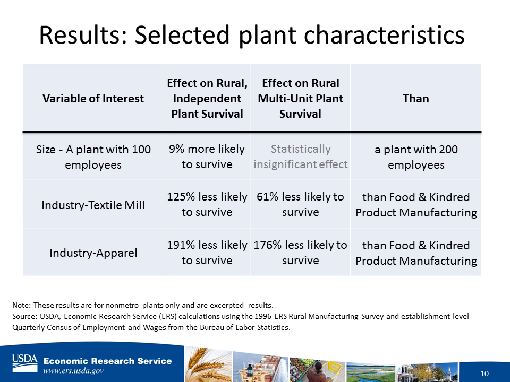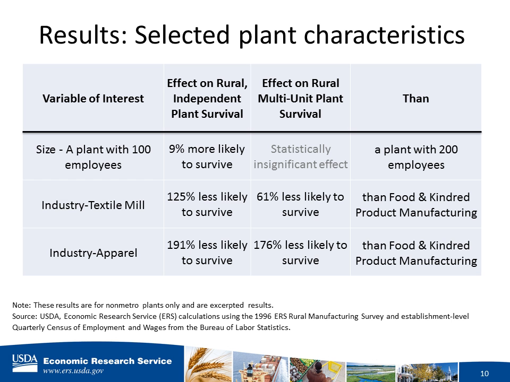Okay, next slide. So now I'm going to focus my results only on the rural plants, as that's our purview here at ERS. And I'm also splitting the independent and multi-unit plants apart in the analysis, partly because the results are so different for the independent plants versus the multi-unit or branch plants. Looking at size, I find that smaller manufacturing plants are more likely to survive in rural areas than larger independent manufacturing plants, but there's no effect for the multi-unit plants. More specifically, a rural independent plant with 100 employees is 9% more likely to survive than a rural independent plant with 200 employees.